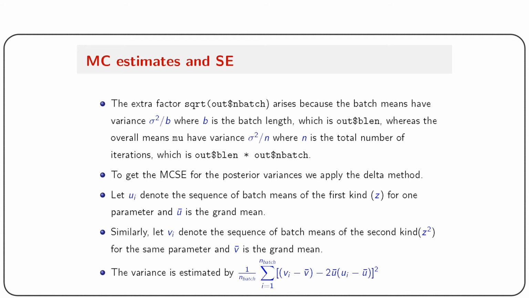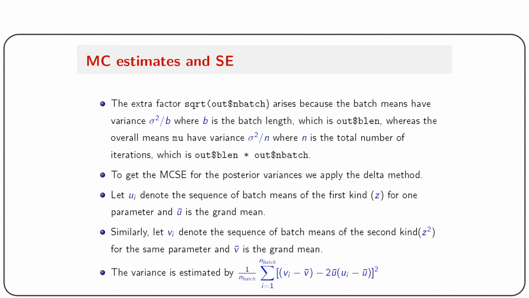To get the MC standard error for the posterior variance, we apply the delta method. The delta method is something like this. Let u_i denote the sequence of batch means of the first kind, z, for one parameter, and u bar is the grand mean. Similarly, let v_i denote the sequence of batch means of the second kind, z square, for the same parameter, and v bar is the grand mean. Then the variance is estimated by this expression.